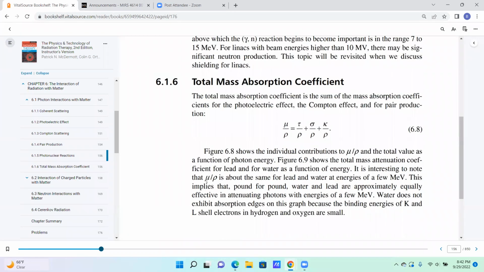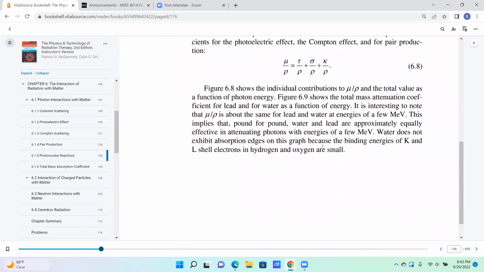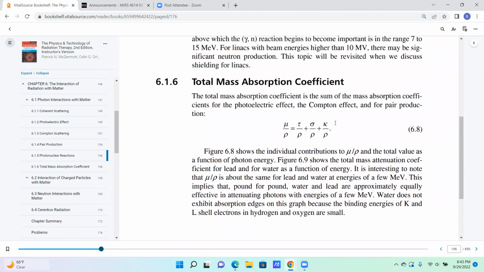So we've looked at several different mass absorption coefficients. If we take a look at the overall mass absorption coefficient, it's going to be the mass absorption coefficient for the photoelectric effect plus the Compton effect plus the pair production. So that's why when they set these up, they said this is for the photoelectric reaction only, this is for Compton only, and this is for pair production. Once you do that and add all of these together, then you've got the total mass absorption coefficient.